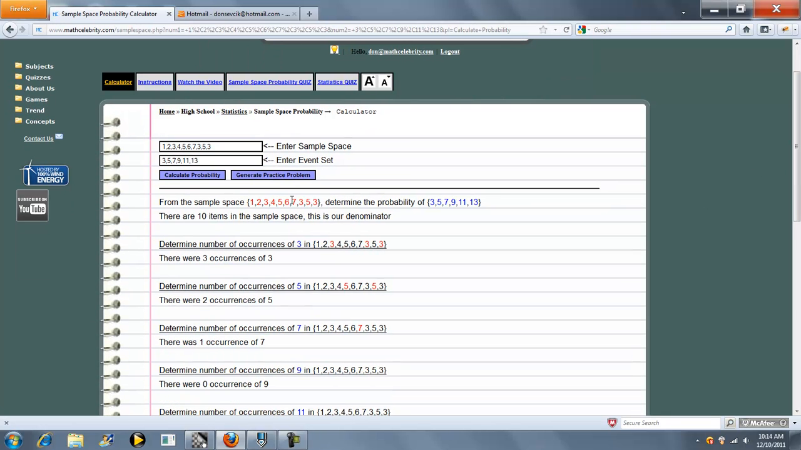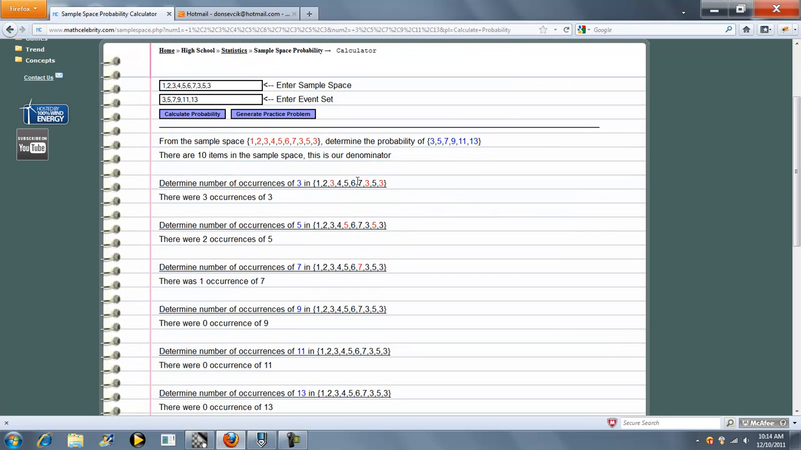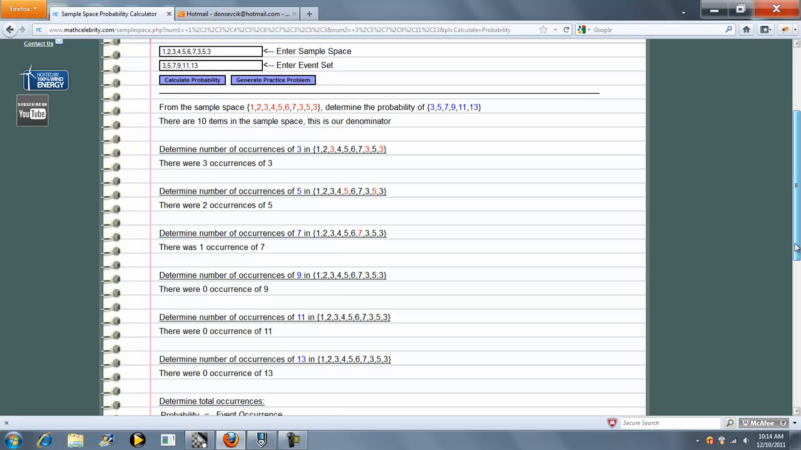So we're going to find out the probability of any of these items happening in the sample space set. We've got that in red and then your particular set in blue. So we see that there's three occurrences of three, two occurrences of five, one occurrence of seven, none of nine, none of 11, and none of 13.